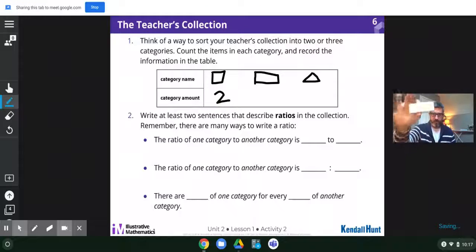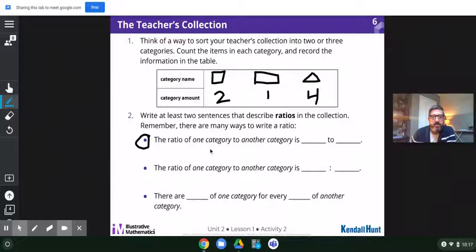I have 1 rectangle. And I have 4 triangles. All right, so now we've sorted them, and we're going to look at how to write a sentence that describes the ratios in this collection of shapes that we have. So we can write those in many different ways. One way you see here is the ratio of one category to another category is blank to blank.